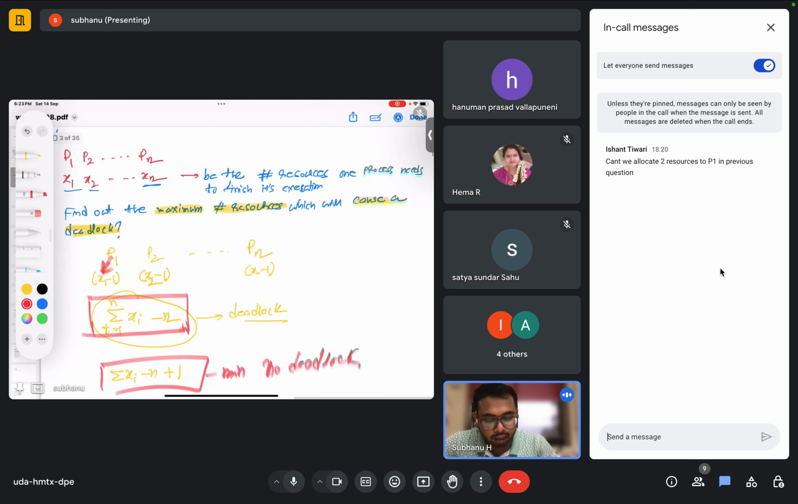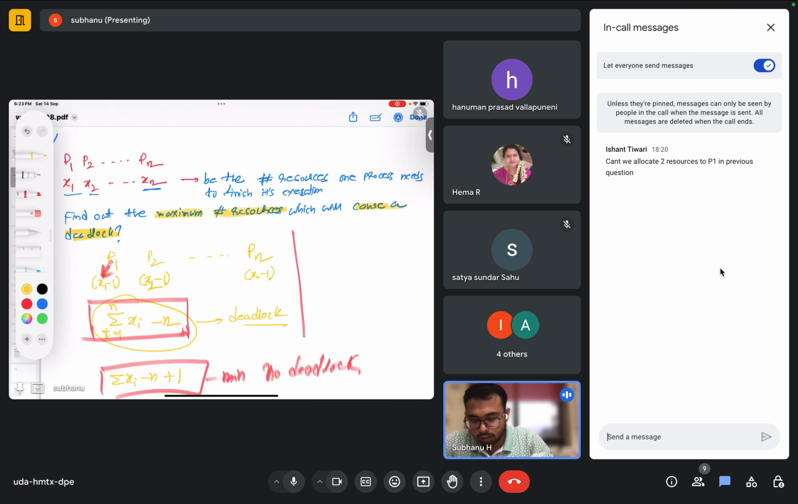Okay, if you want to see an example of this, suppose you have three processes, P1, P2, P3. You need two resources for P1, three resources for P2, and four resources for P3 to finish execution. If you give P1 one, P2 two, and P3 three, this 6 is the maximum for which there will be a deadlock, and 7 is the minimum for which there will not be a deadlock.